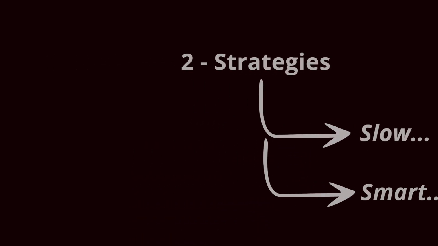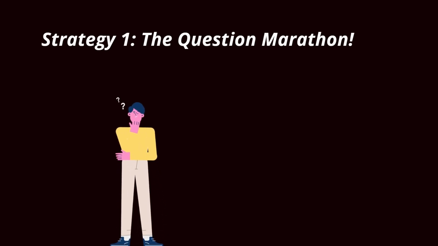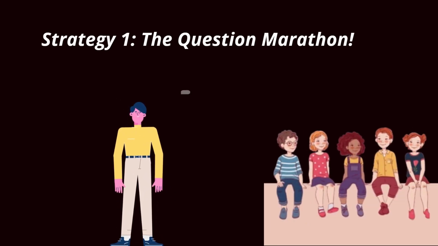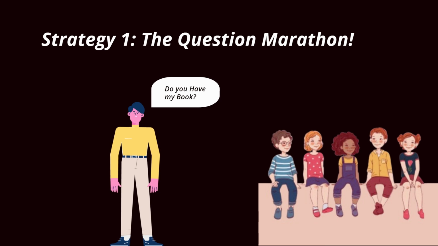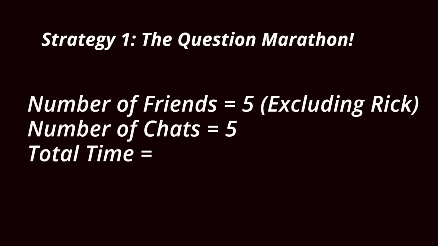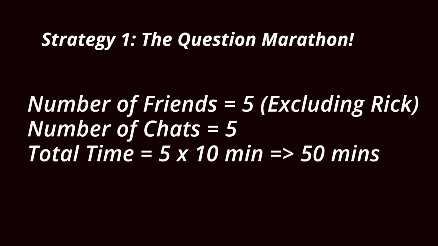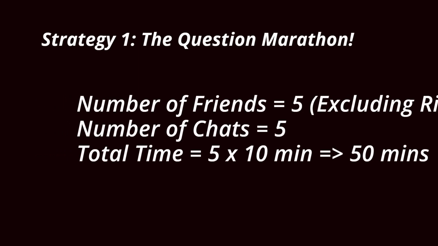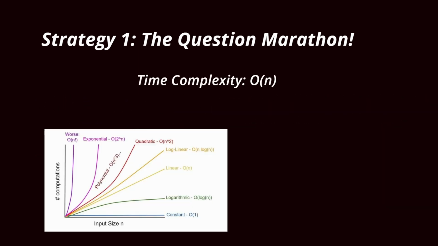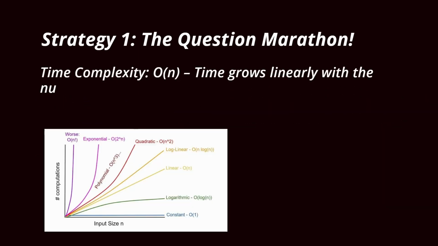Strategy 1, the question marathon. Mac asks every friend individually, "Do you have my book?" Each chat takes 10 minutes. Worst case, the last friend has it, 50 minutes wasted. Time complexity: time grows linearly with the number of suspects, n equals 6.